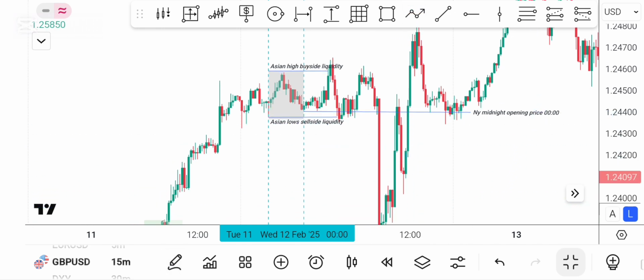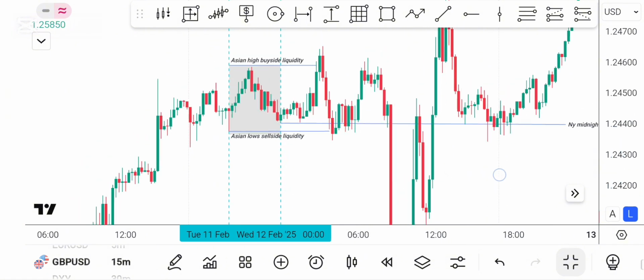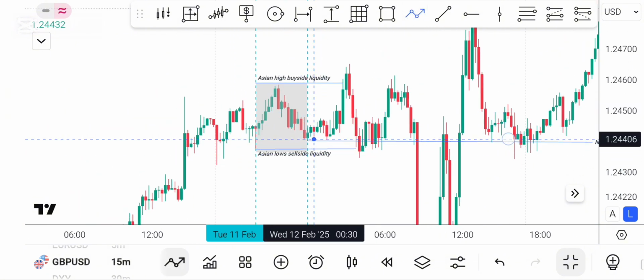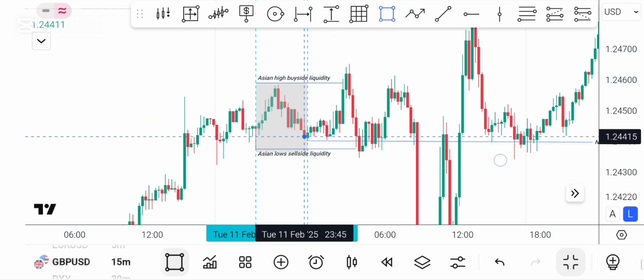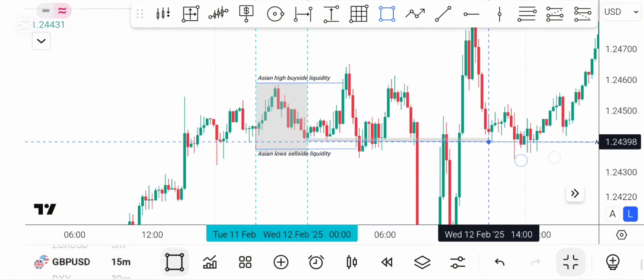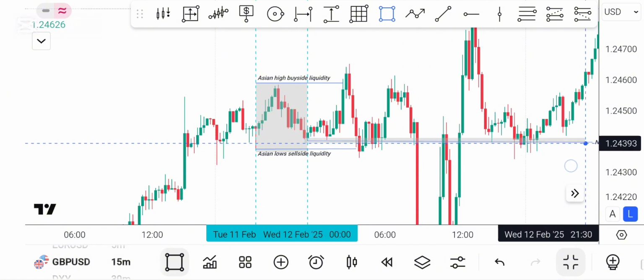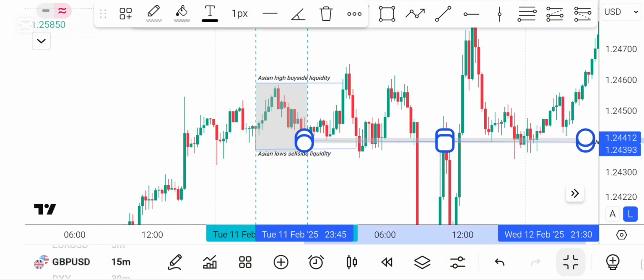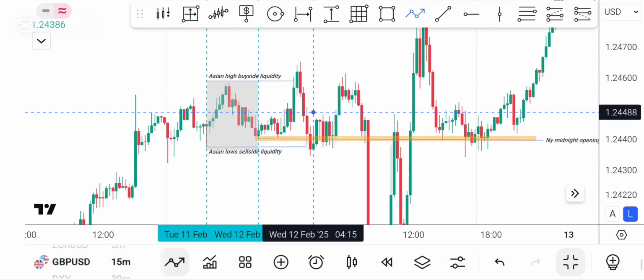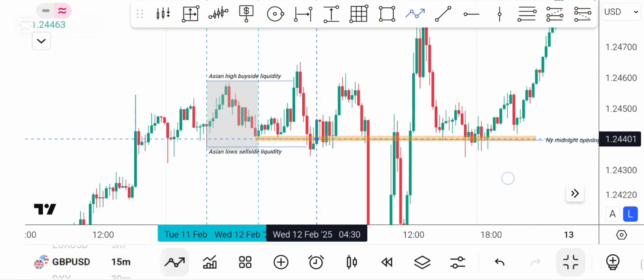When the market opened, we saw the market trade above the Asian highs. Look at how it respects the midnight opening price. Look at how price stays here. I'm always insisting that you should pay attention to the midnight opening price, because it acts as a classic support and resistance. If I have to speak retail, you're always going to see price react at the midnight opening price. Look at how much time the market spends here.